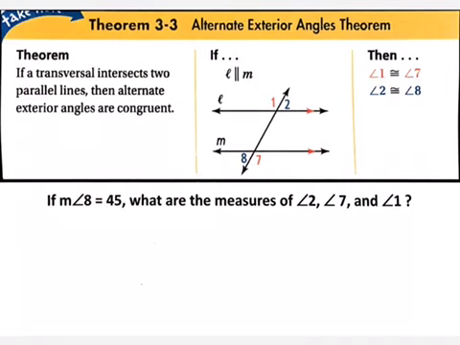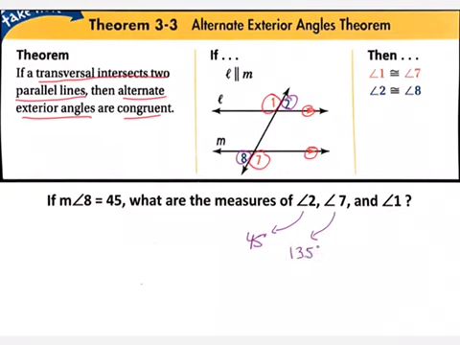Theorem 3.3, the alternate exterior angles theorem. If a transversal intersects two parallel lines, then the alternate exterior angles are congruent. So once again, if we have parallel lines, our alternate exterior angle pairs are congruent. So to answer the question, if angle 8 is 45, what are the measures of 2, 7, and 1? Well, if 8 is 45, 2 is also 45 because they're alternate exterior. 8 and 7 are a linear pair, so 180 minus 45 gives us 135. And angle 1 and 7 are alternate exterior, so angle 1 is also 135.